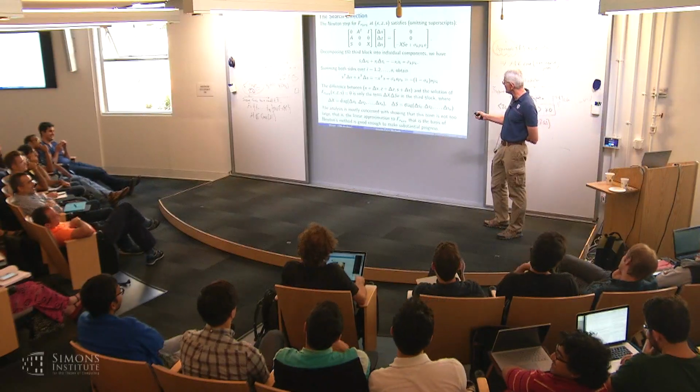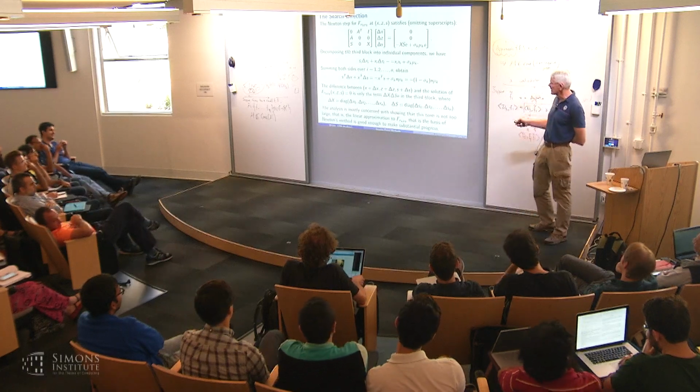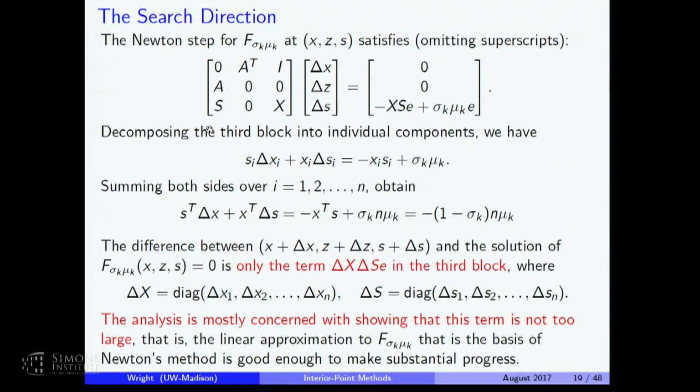Okay, so if I sum both left and right hand side from i equals 1 up to n, I just get S transpose delta X here, I get X transpose delta S here, I get minus X transpose S, which I've already told you is n times mu. And then here, when I sum that out from i equals 1 to n, I just get n times mu times sigma. So if I keep track of what's happening here, the summation here is just minus 1 minus sigma times n times mu. Okay, so it sort of tells you the linear prediction of how much you're going to decrease the average, the duality gap, the scaled duality gap, essentially.